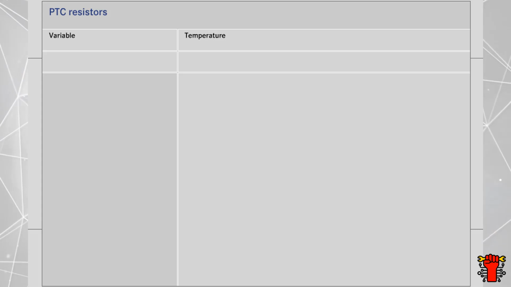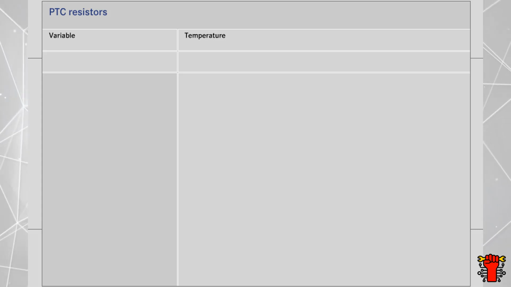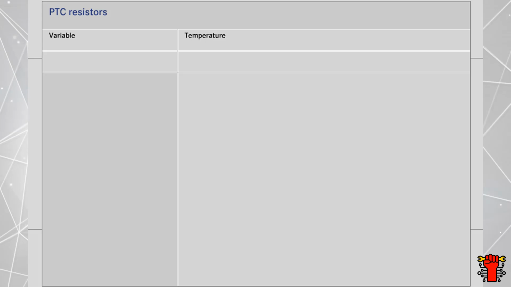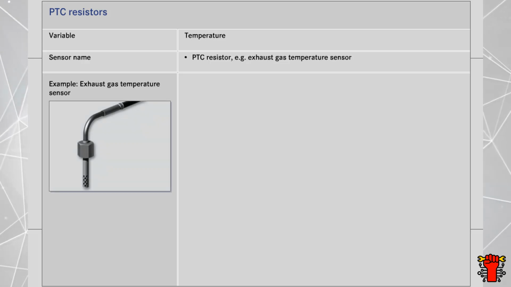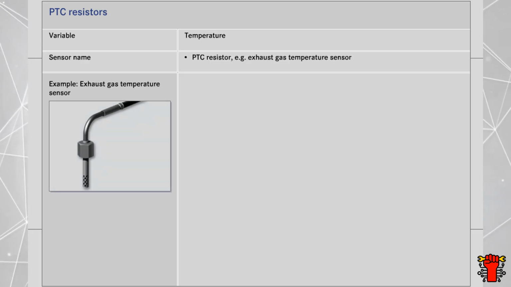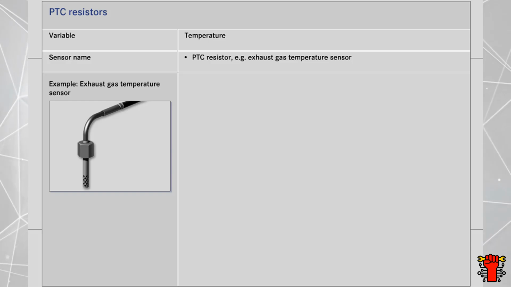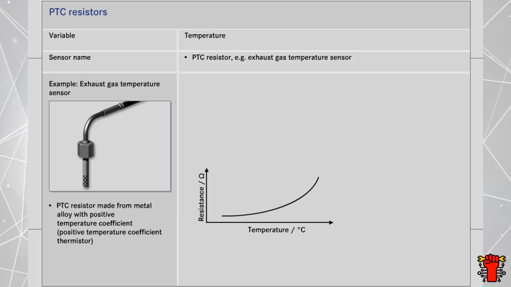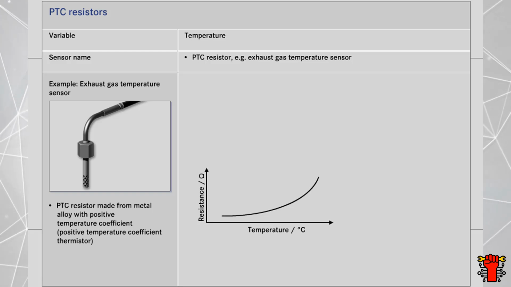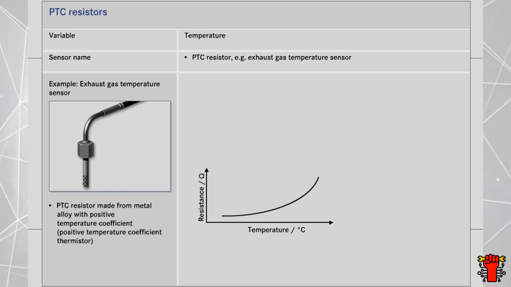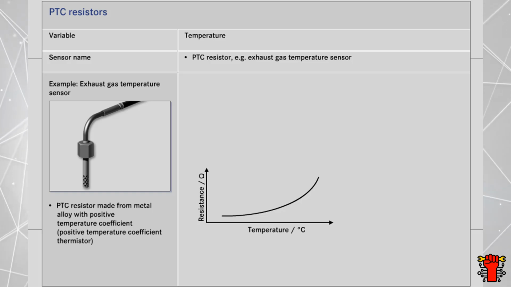NTC resistors cannot be used for very high temperatures because the semiconductor structures would be destroyed in the process. Instead, PTC resistors with a positive temperature coefficient are used, as is the case when measuring emission temperatures. PTC resistors consist of a special metal alloy whose resistance increases with temperature. They are therefore also known as positive temperature coefficient thermistors.